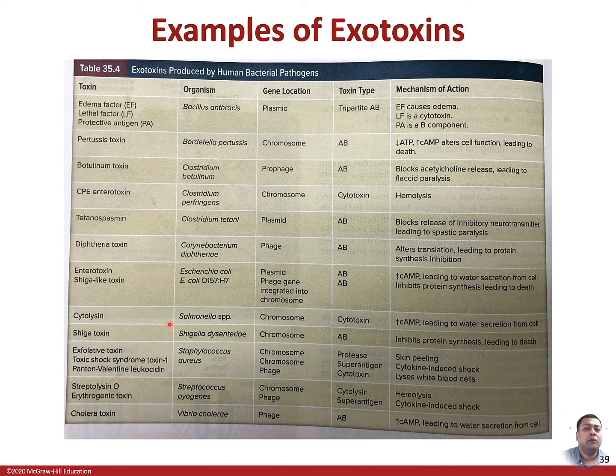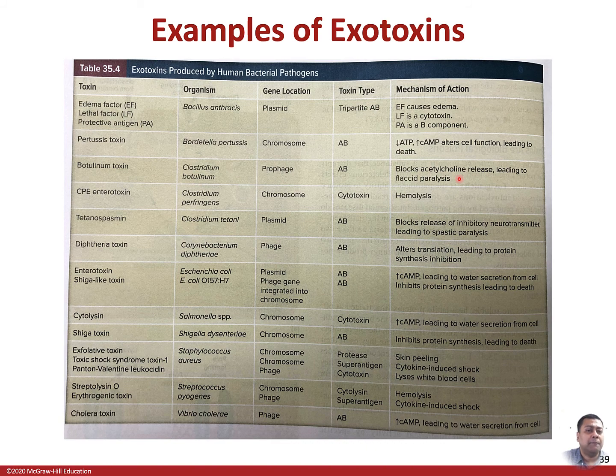So here we are looking at some examples of the exotoxins from this chart in your textbook. First, we talked about how these are some of the most potent toxins known to human beings. So let's take a look at a particular one. If we look at this right here, this is produced by Clostridium botulinum. This is the botulinum toxin, and it is in a prophage, which is inside the bacteria, and produces an AB toxin that blocks acetylcholine release, leading to flaccid paralysis.